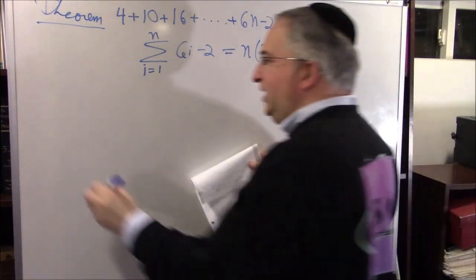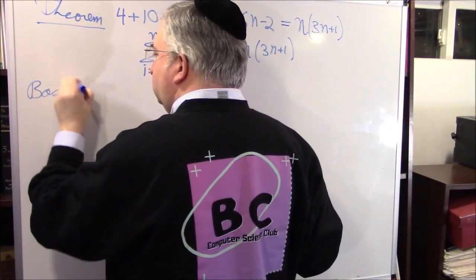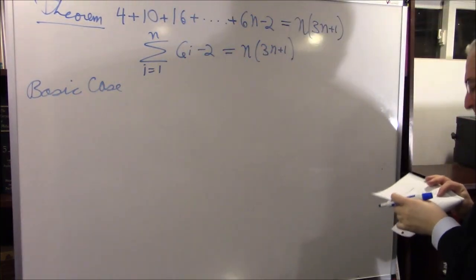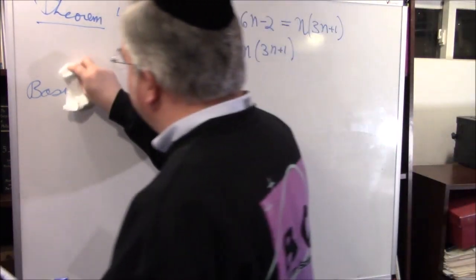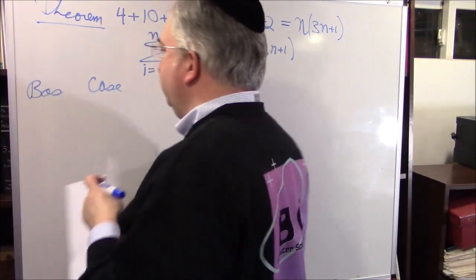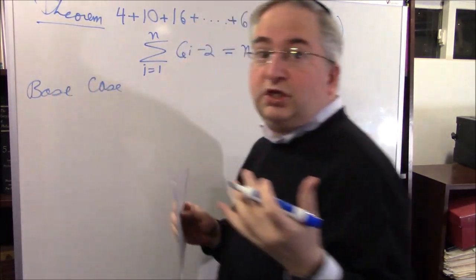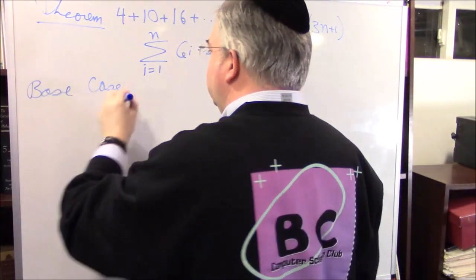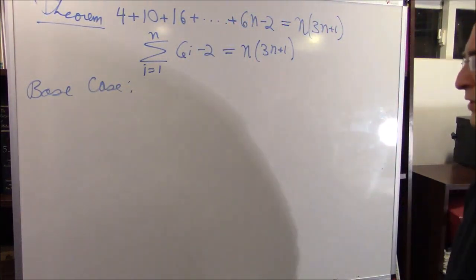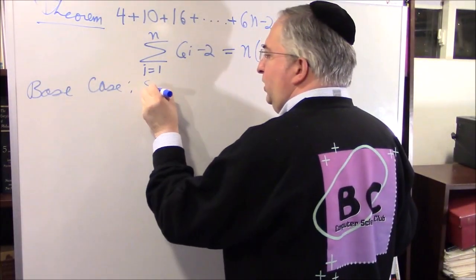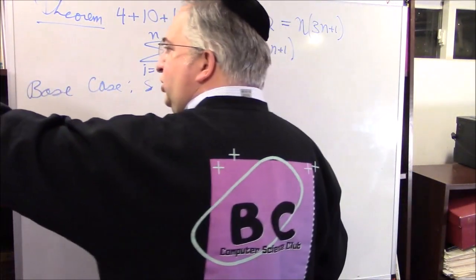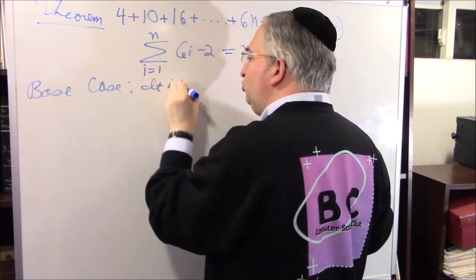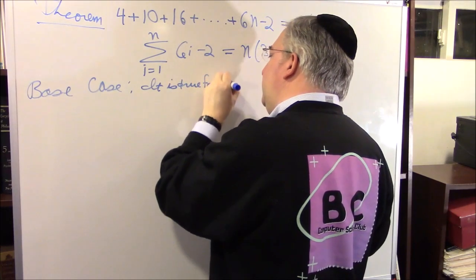Okay, let's do the basic case. I'm sorry, it's not called the basic case, it's called the base case. The base case, because it's the first thing you do, it's the first part of it. Let's put this away because it's confusing me. And let's actually run it. We're not going to show, we're actually going to do. The base case is, it is true for n equal to 1.